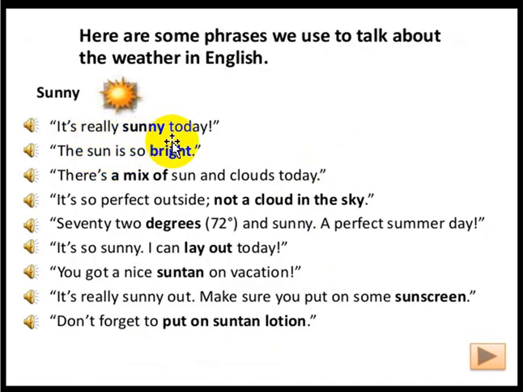Here, for instance, it's really sunny today. If you want to say sunny, the weather today is sunny. It's really sunny today. It's so bright. It's a mix of sun and clouds, okay? It's so perfect outside, not a cloud in the sky. 72 degrees and sunny, a perfect summer day, okay? Suntan: when you go out under the sun and walk a lot, you will get some tan, okay? We call it suntan, and that's why we usually use suntan lotion, or here in our country, we call it sunblock, to protect our complexion from getting dark, okay?